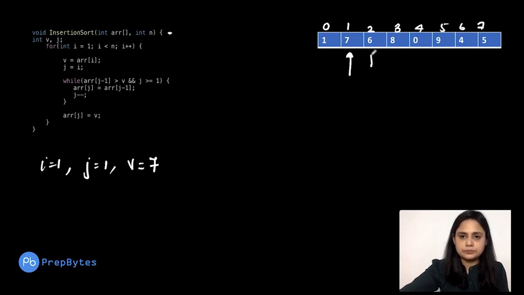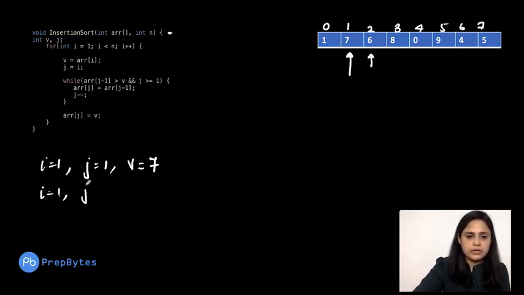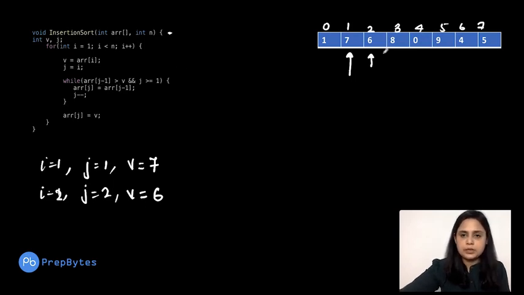Now we go to here. My i gets incremented, my i becomes 2, my j becomes 2, and my v becomes 6. Now I again run this particular loop. We check while arr of j minus 1 is greater than v. So we check whether this is greater than 6. Yes, it is. So we just copy arr of j equal to arr of j minus 1. So arr of j is 2. So now it becomes arr of 2 is equal to arr of 1.